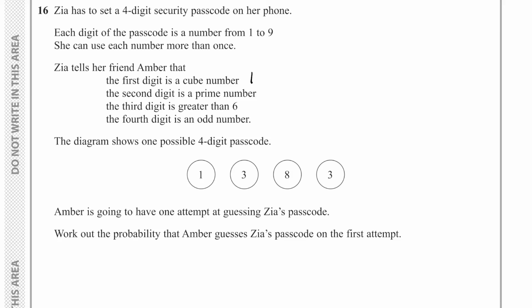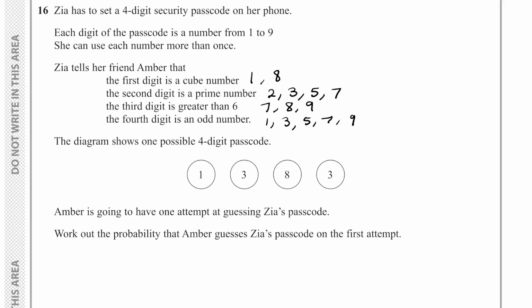So it can either be 1, 1 times 1 times 1 is 1, or 8, 2 times 2 times 2 is 8, and anything bigger is going to be above 9. The second digit is prime. So 2, 3, not 4, 5, not 6, 7, and not 8, and not 9 are prime numbers. The third digit is greater than 6, so it can be 7, 8, or 9. And the fourth digit is odd, so 1, 3, 5, 7, or 9.